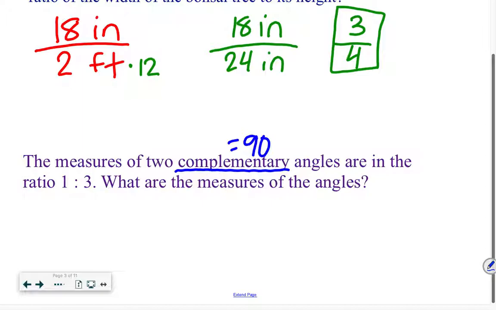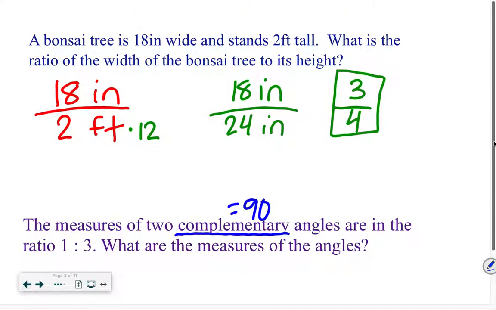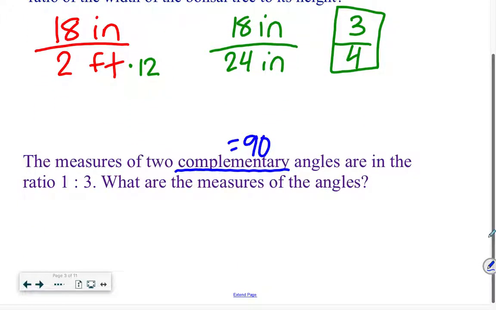Okay, whenever you see the word ratio and then numbers, I want you to put an X behind them. If you're not given units, like up here, you didn't need an X because it gives you 18 inches, 2 feet. Down here, you're not given any unit, so we're going to add X's, okay? So that means one angle is 1x, the other angle is 3x. Is the 3x 3 times bigger than the 1x? Yeah, and that's all we need.